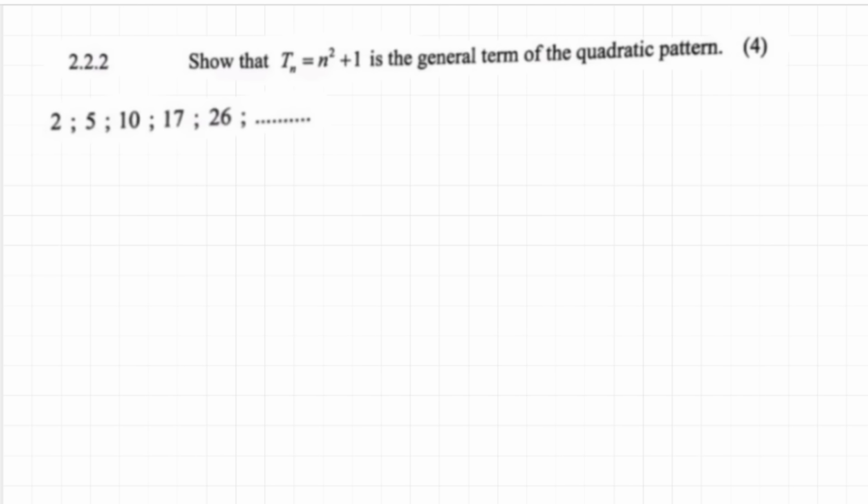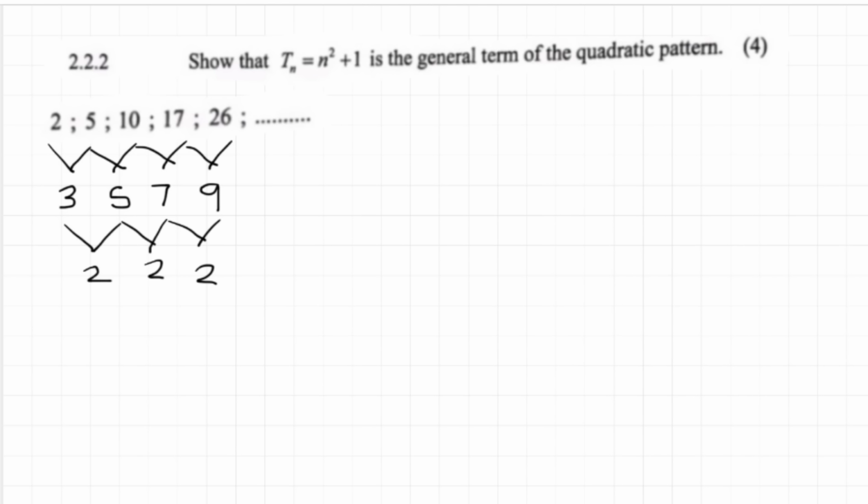So 2.2, they say show that Tn is equal to n squared plus 1 is the general term of the quadratic pattern, which is worth 4 marks. So that's where we need to just demonstrate how we can move forward. 5 minus 2 is going to give you 3, and then 10 minus this is going to give you 5, this is going to give you 7, this is going to give you 9. And then going forward, this is going to give you 2, obviously, and then this one's going to give you 2 and 2.